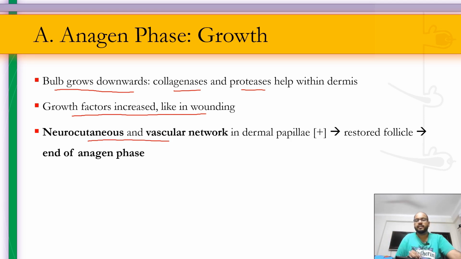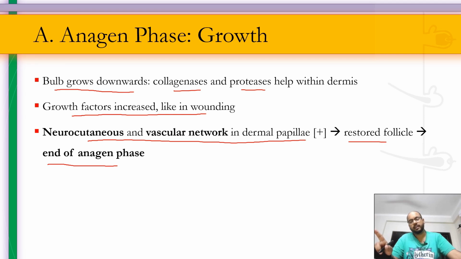The neurocutaneous and vascular network in dermal papilla is developed. When that papillary neurocutaneous network is developed, you have the restored follicle or a growing follicle, and this symbolizes the end of anagen phase. So at the end of anagen phase, the hair follicle is developed, the dermal papilla is developed, the neurovascular bundle is developed in dermal papilla, and the hair has come out of the skin. Clear? Let's move forward.